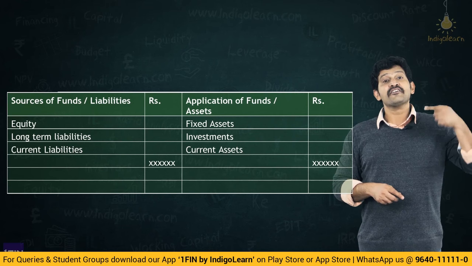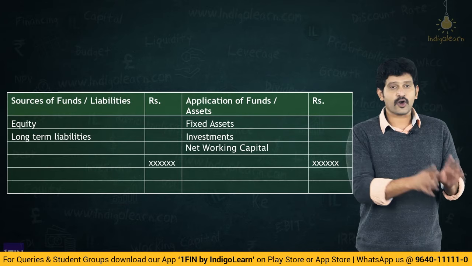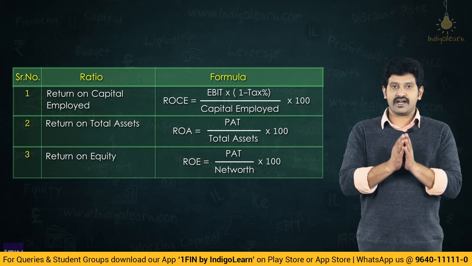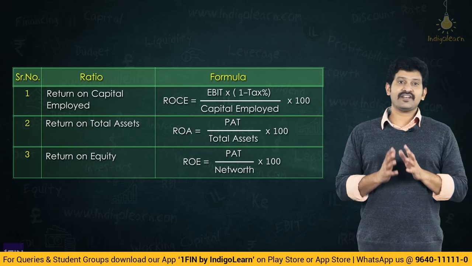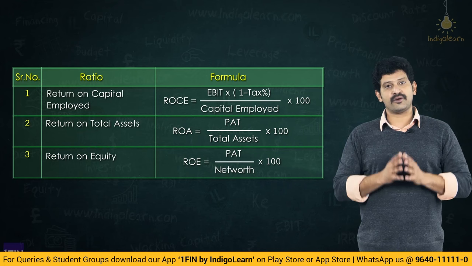But when I say total assets, will current liability be here? No. Total assets is fixed assets plus current assets. Therefore, please be careful and understand the terminology. Capital employed means debt plus equity or fixed assets plus working capital. Total assets means fixed assets plus current assets. Therefore, as we are talking about the total assets here, the net profit is the relevant item for us to compute. Therefore, return on total assets will be PAT divided by total assets into 100.